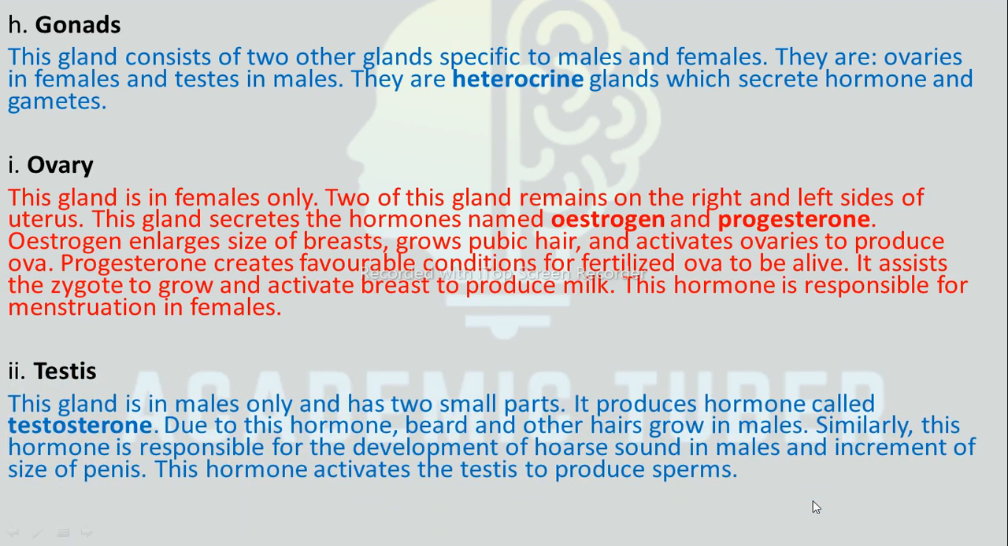Testes. This gland is in males only and has two small parts. It produces hormone called testosterone. Due to this hormone, beard and other hair grow in males. Similarly, this hormone is responsible for the development of hoarse sound in males and increment of size of penis. This hormone activates the testes to produce sperms.